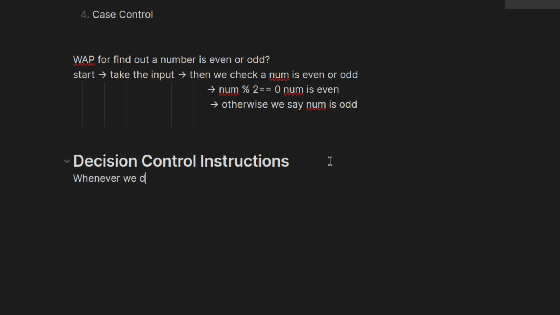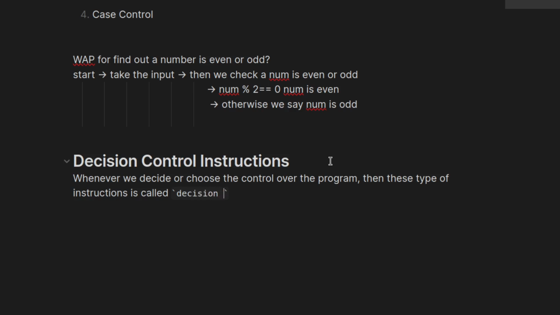Whenever we decide or choose the control over the program, this type of instruction is called a decision control instruction. For example, finding out whether a number is even or odd.